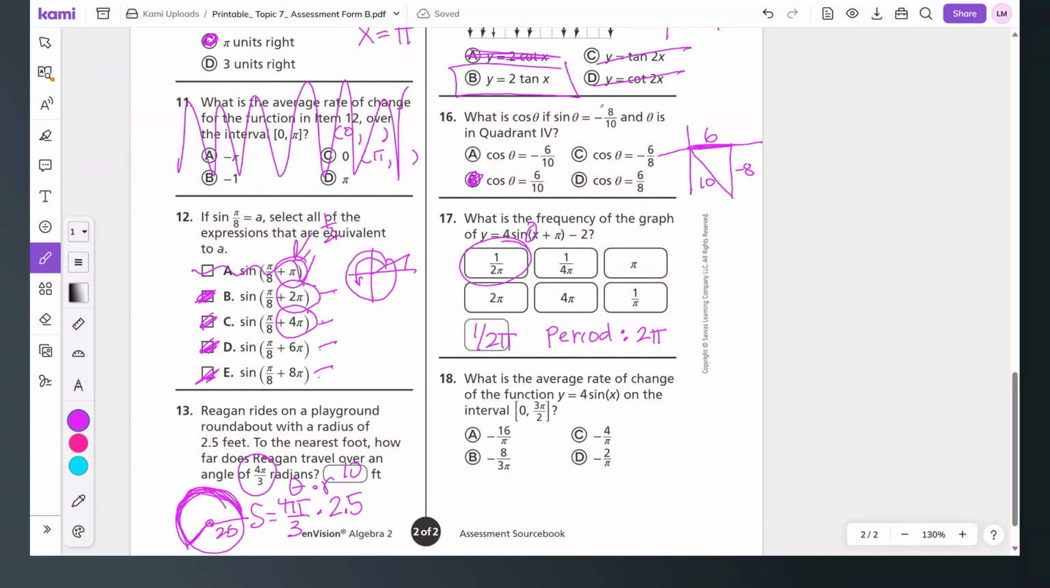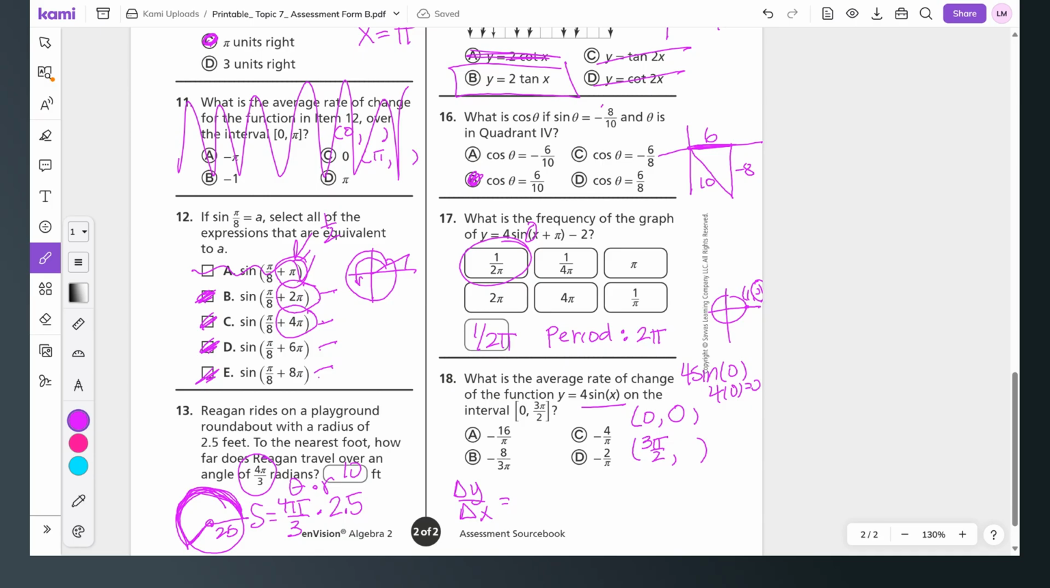All right, here's the average rate of change. Okay, so 0 and 3 pi over 2. We are going to plug in these values to this function and figure out what y is, because for average rate of change, I'm finding the slope. So I do change in y over change in x. When I plug in 4 sine of 0, I look on my unit circle. Sine at 0 is 0. So 4 times 0 is 0.